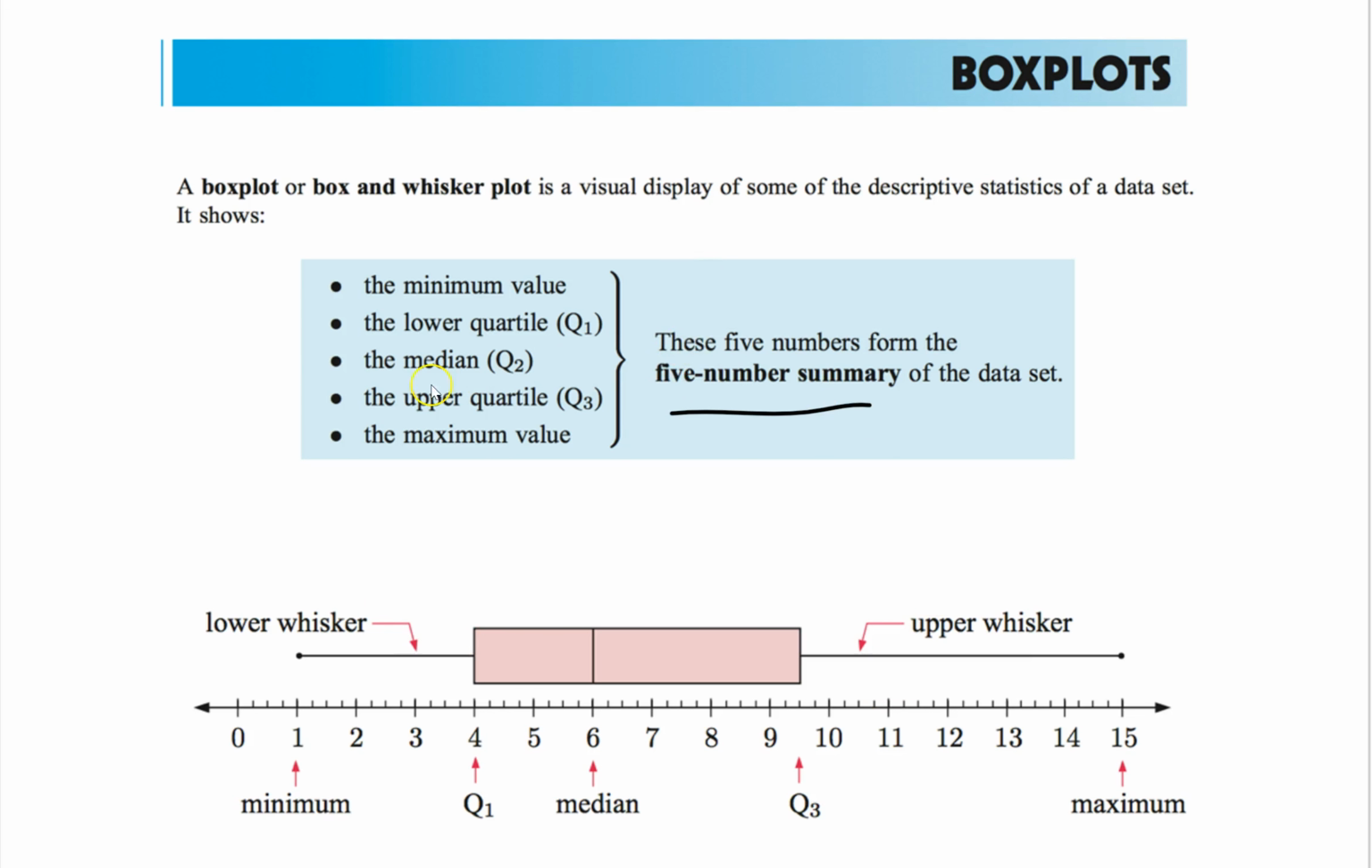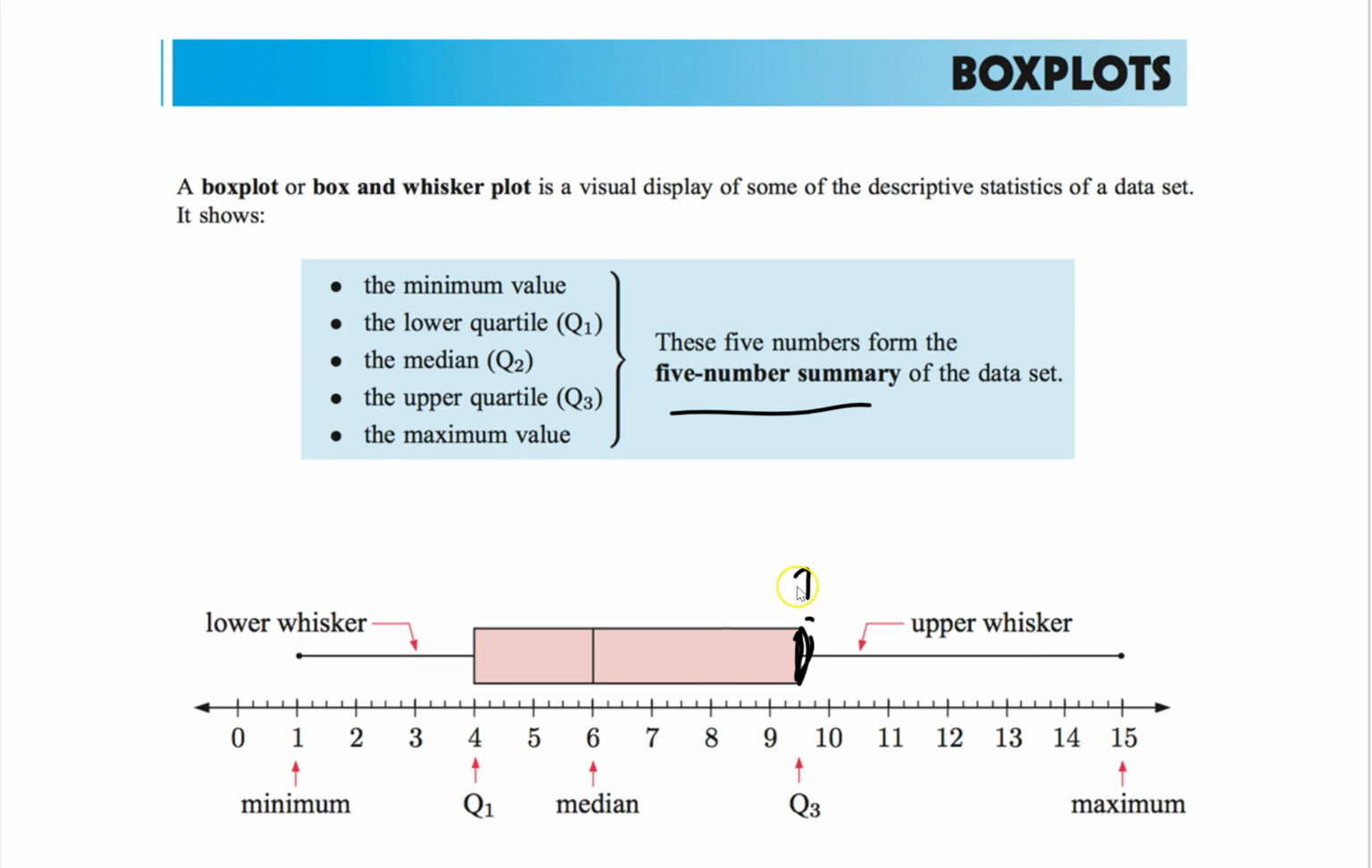Just from this box and whisker plot right here, you can see that the minimum's right there. There's the maximum. This right here is Q3. That's how you draw wherever Q3 is. You draw a little line there. There's the median, the middle right there, and there's Q1. So right, lower quartile, upper quartile.